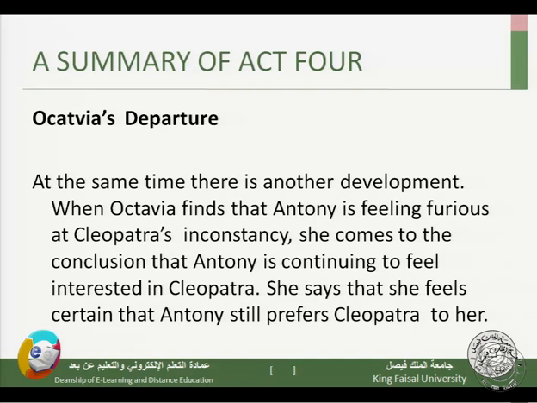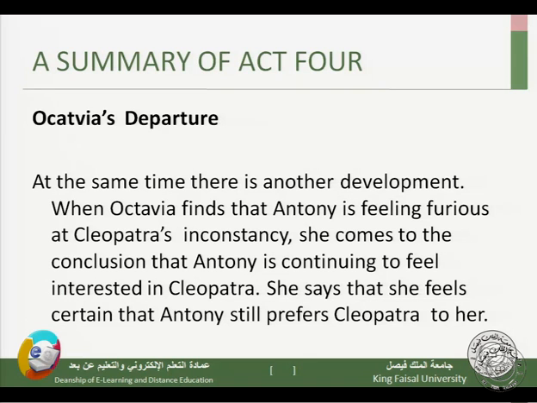Octavia's departure. At the same time, there is another development. When Octavia, Antony's wife, finds that Antony is furious at Cleopatra's inconstancy, she concludes that Antony is still interested in Cleopatra. Now, the wife has felt as a woman and as a wife that there is no hope, that Antony is still in love with Cleopatra, and that's why he becomes very furious when knowing that she is in love with Dolabella. So she felt that it's a hopeless case.